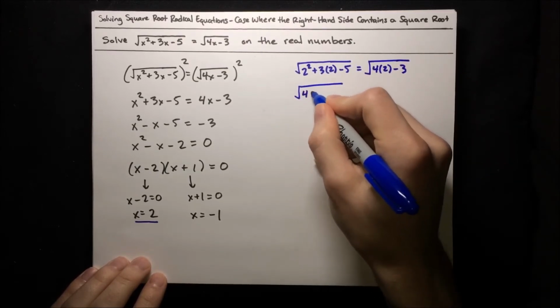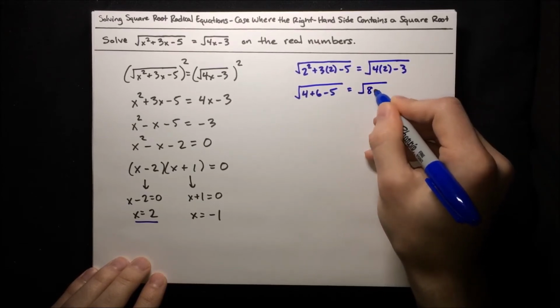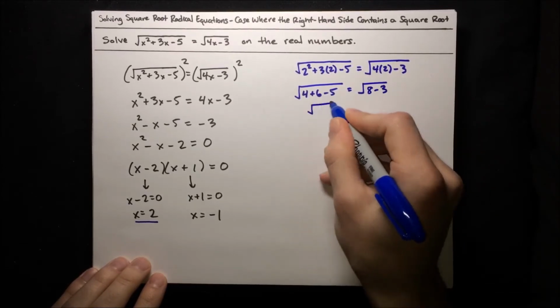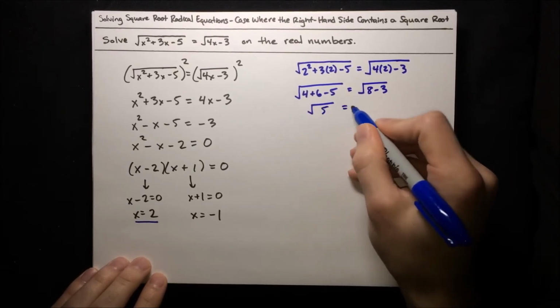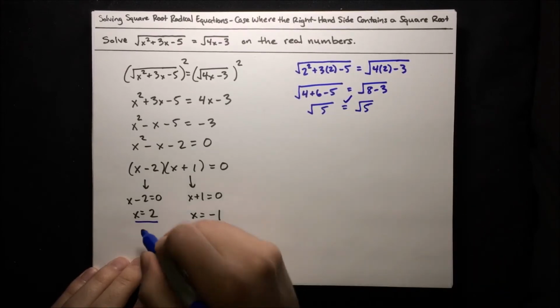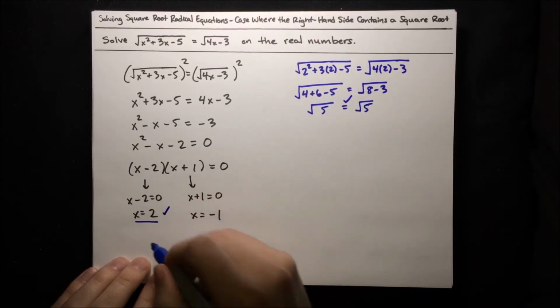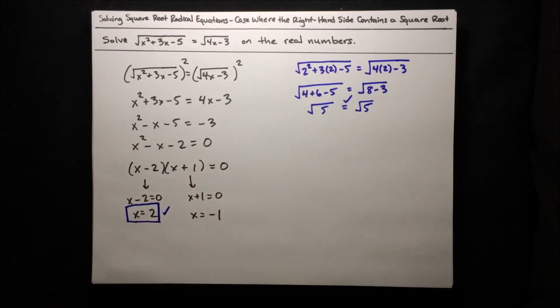This is 4 plus 6 minus 5 is equal to root of 8 minus 3. And 4 plus 6 is 10, then minus 5 is 5, is equal to root 5. So great, root 5 equals root 5, and yeah, this checks out. This is a good solution. Okay, and let's take a look at the other one as well.